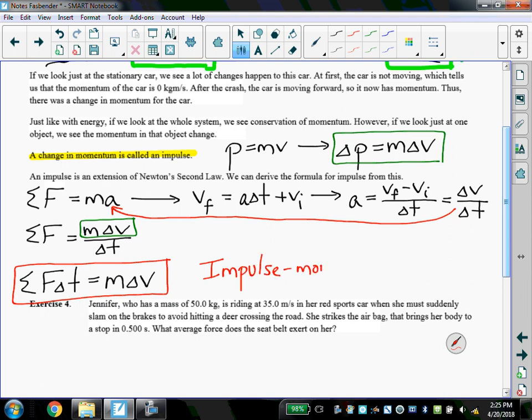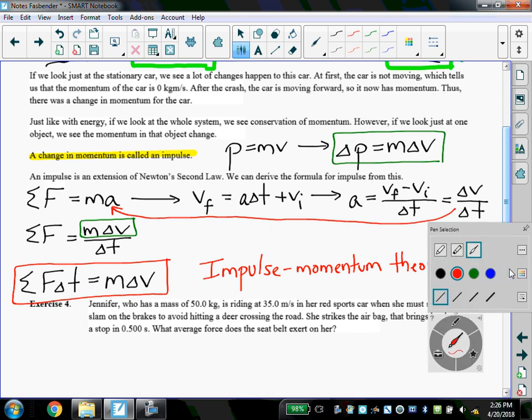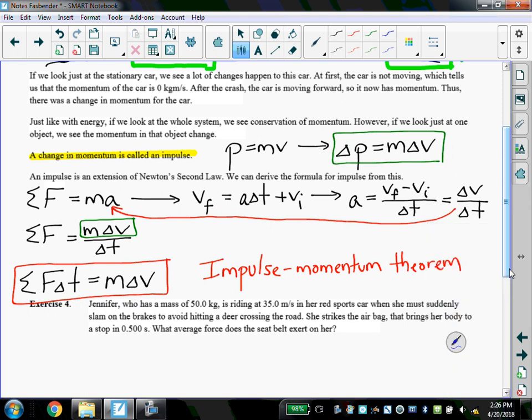Impulse momentum theorem. The reason why it is called the impulse momentum theorem is because it's really reminding us that change in momentum is also the same thing as impulse. And the impulse part of it is the net force times change in time. The momentum part of it is the mass times the change in velocity.